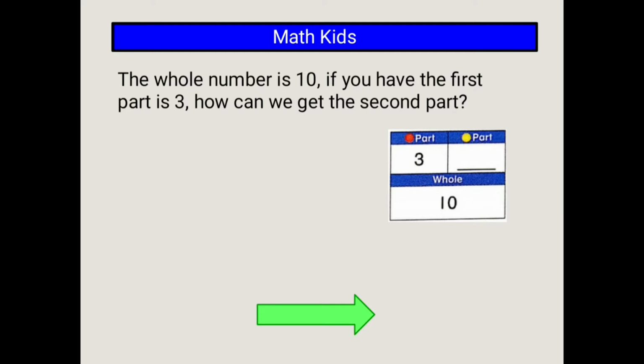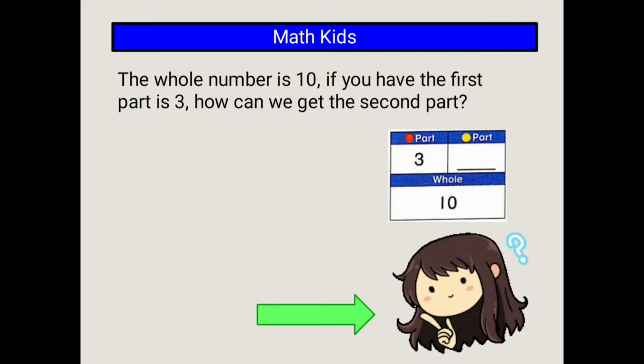In this picture, we have two parts and we have the whole number. At the red part, we have 3. And at the yellow part, we don't know the number, but we know that the whole number we have is 10. The question is, how can we get the second part? How can we get the yellow part?